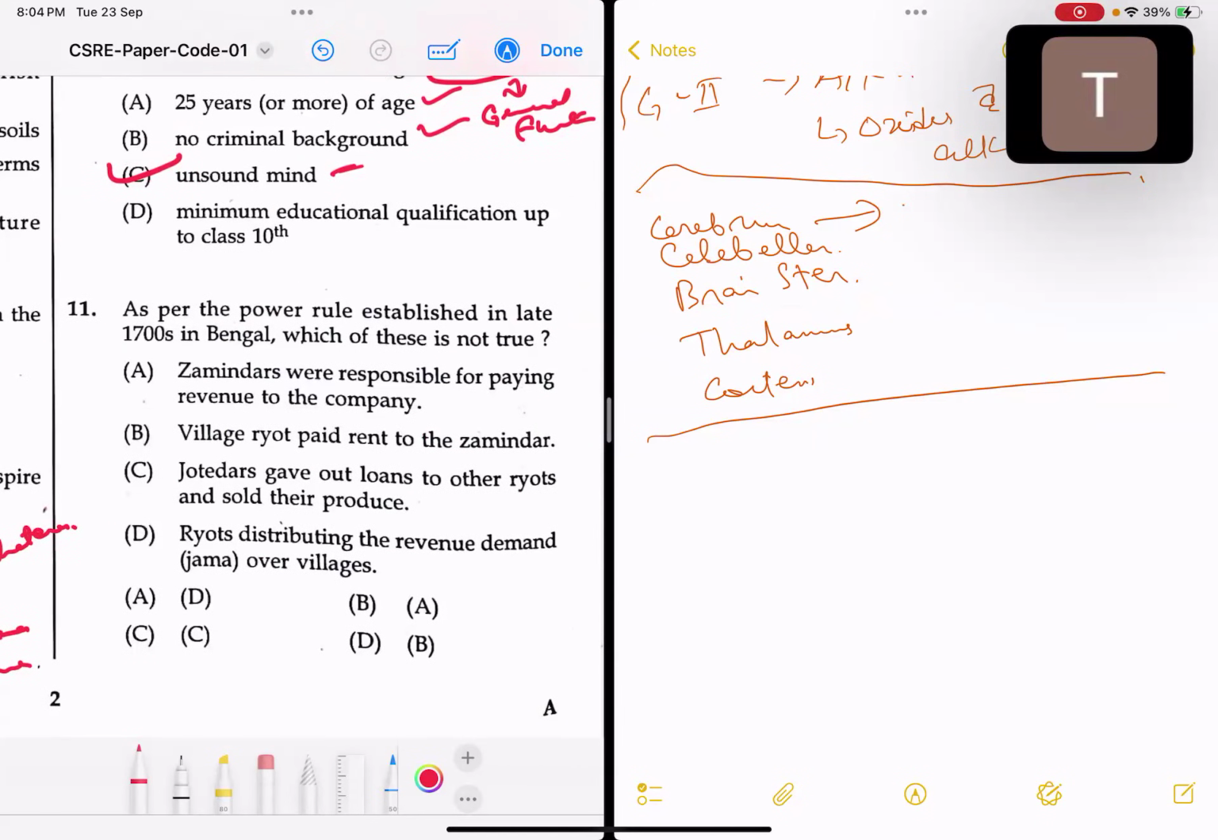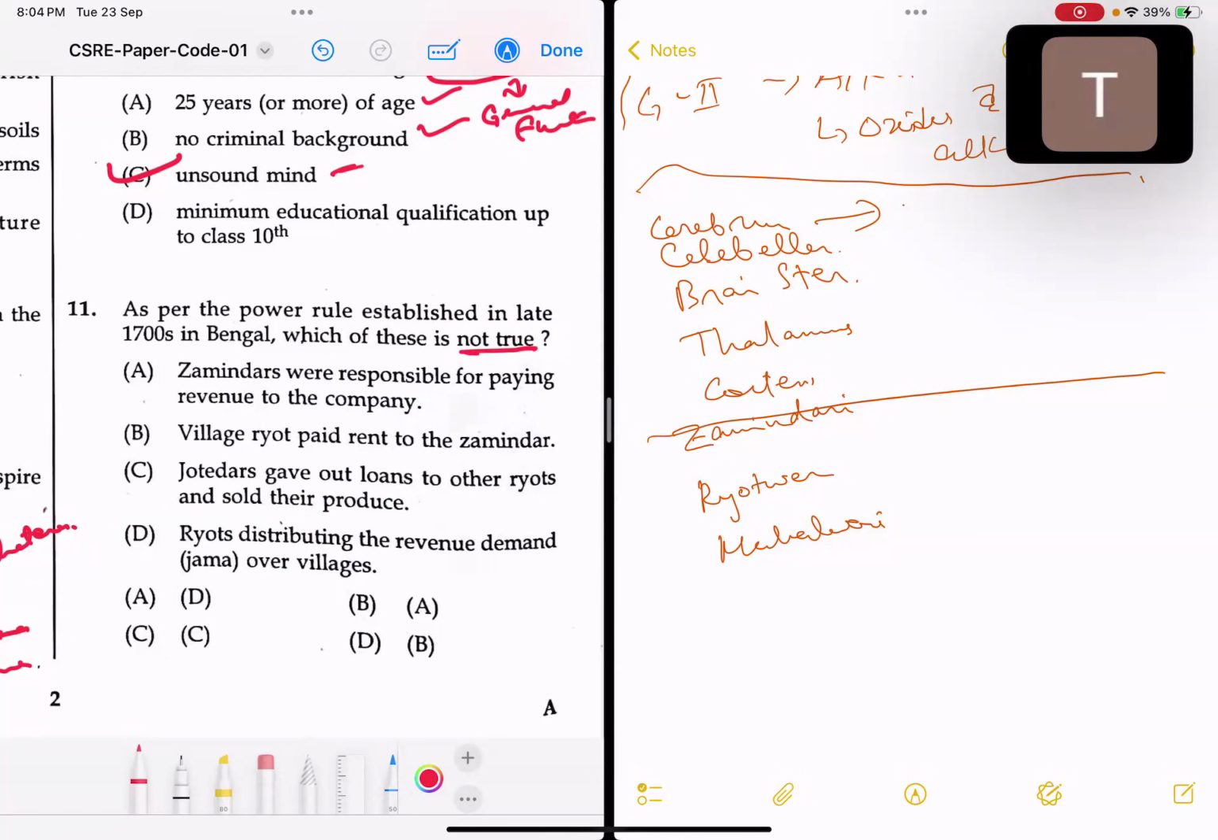Question number 11. As per the rule established in the late 1700s in Bengal, which of these is not true? Now, if you go back into modern history, you will see that there are different types of revenue systems that the British developed in different parts of India, right? The most famous among them is the zamindari system. We have the Ryotwari system, and we have the Mahalwari system, right? All these were implemented in different parts of India, okay? Now here, 4 options have been given, and we have to choose the one which is not true, okay?